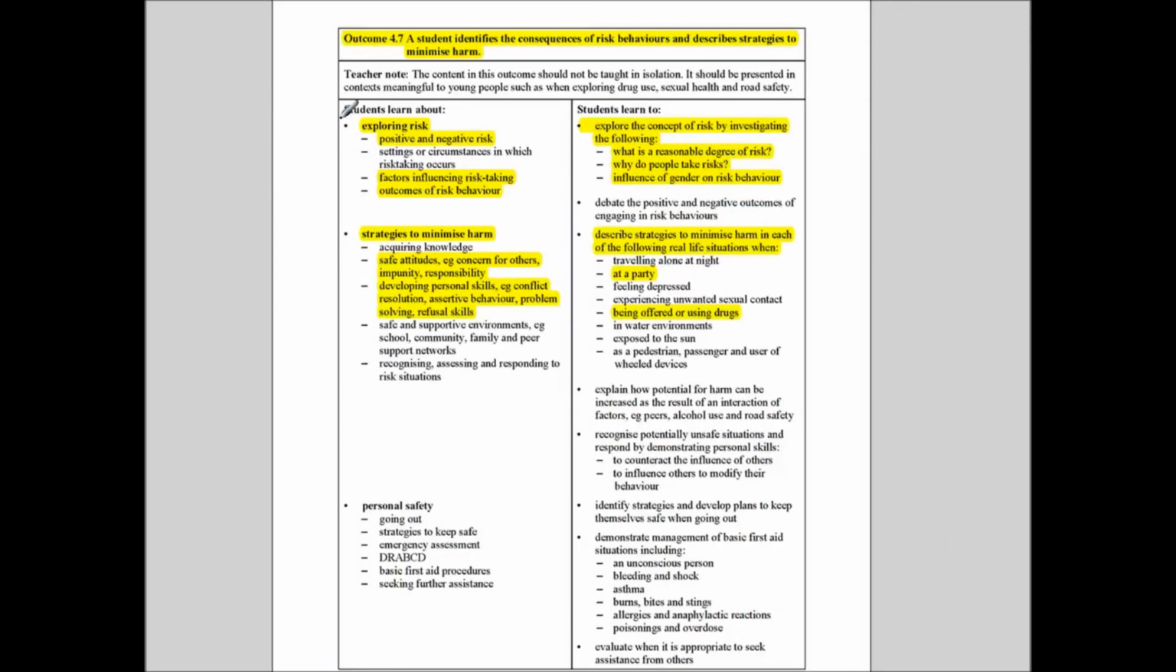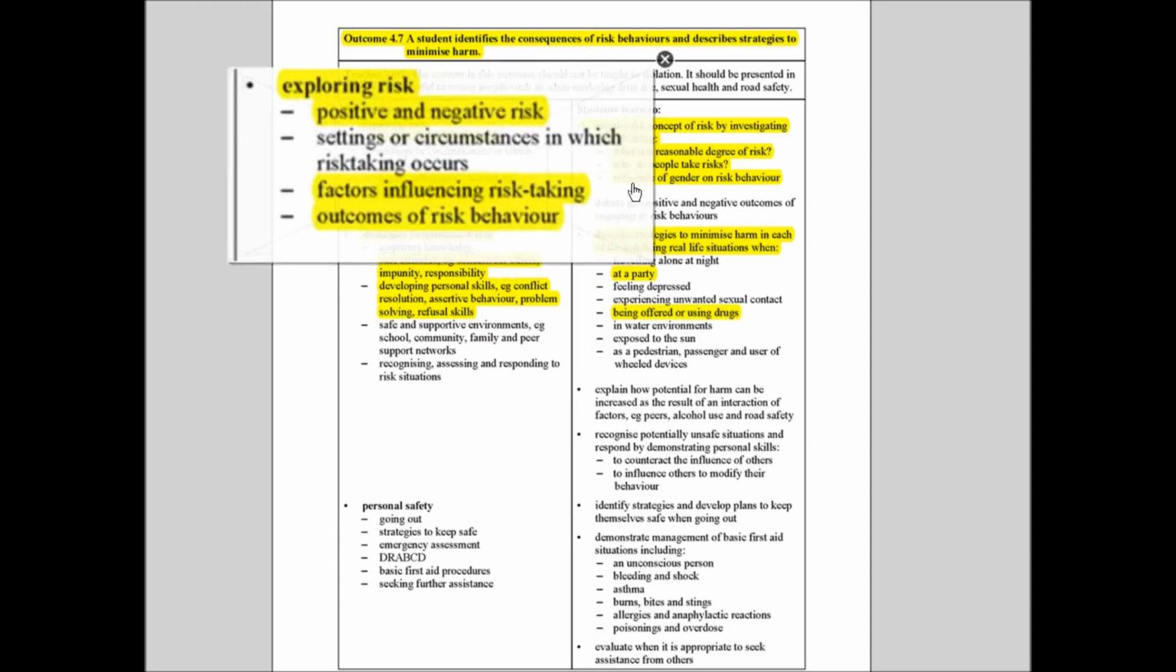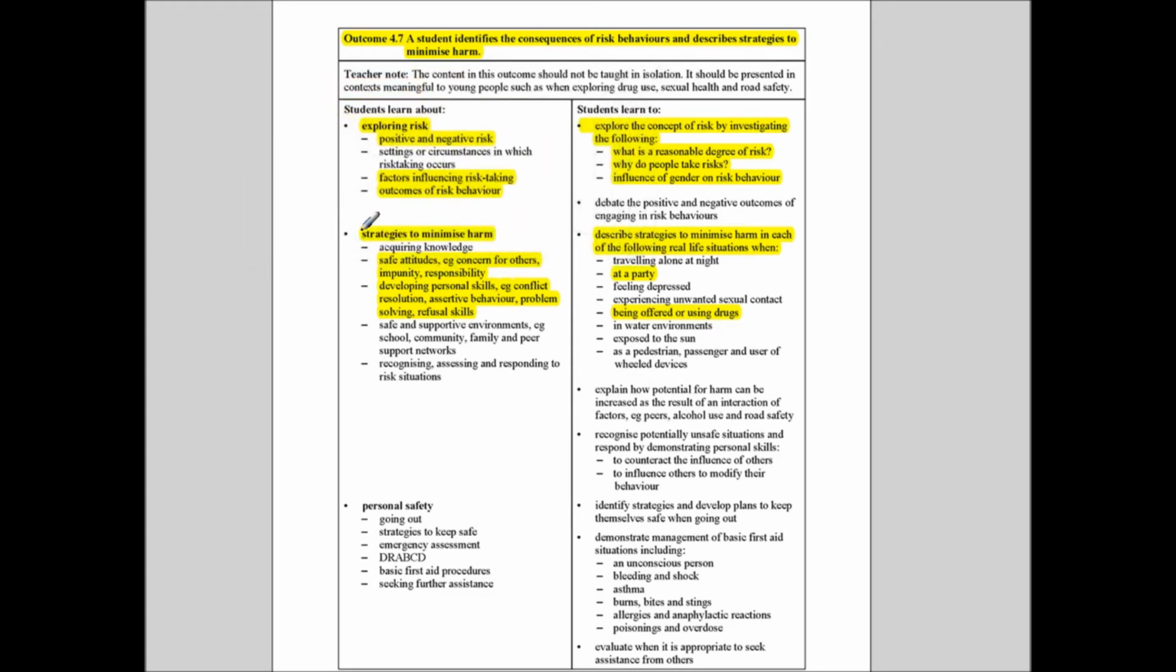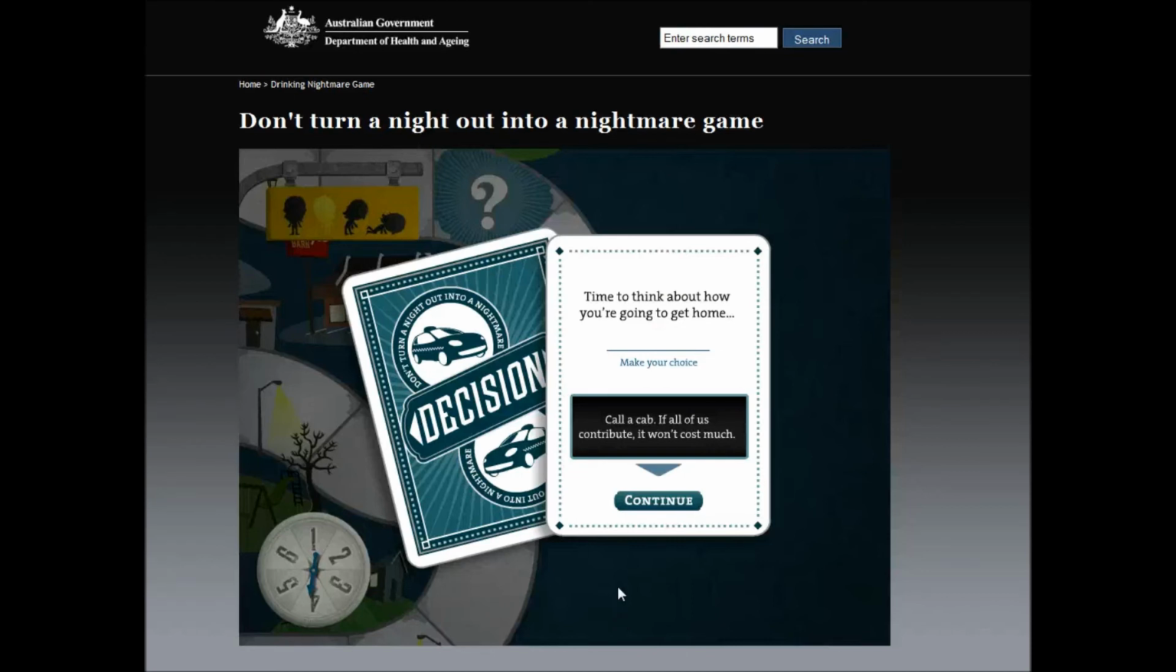The game connects to various parts of the New South Wales Board of Studies PDHPE 7 to 10 syllabus, particularly Strand 3 of the syllabus, Individual and Community Health. The students are introduced with a risk and need to choose an option which will potentially minimise harm. This relates to the outcome 4.7, Exploring Risk. The options to choose from on our decision card can either be a positive or negative risk.